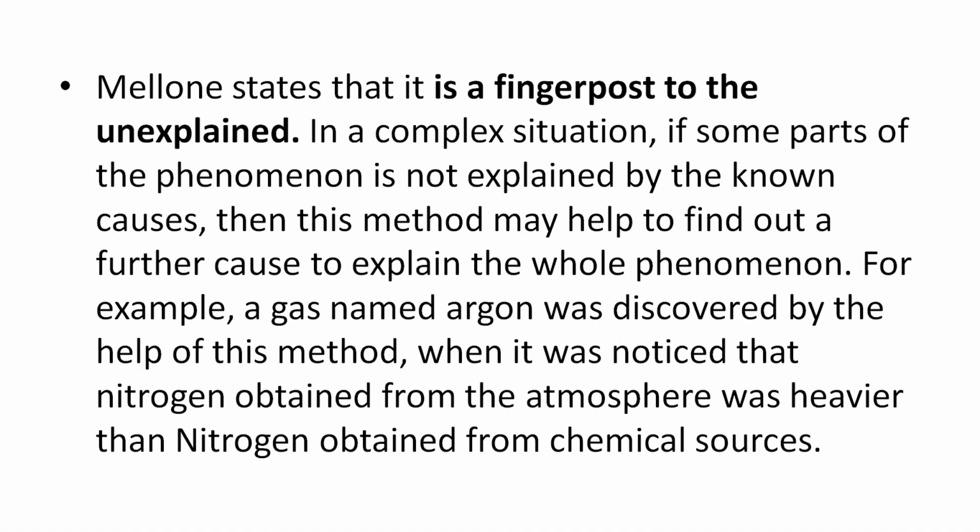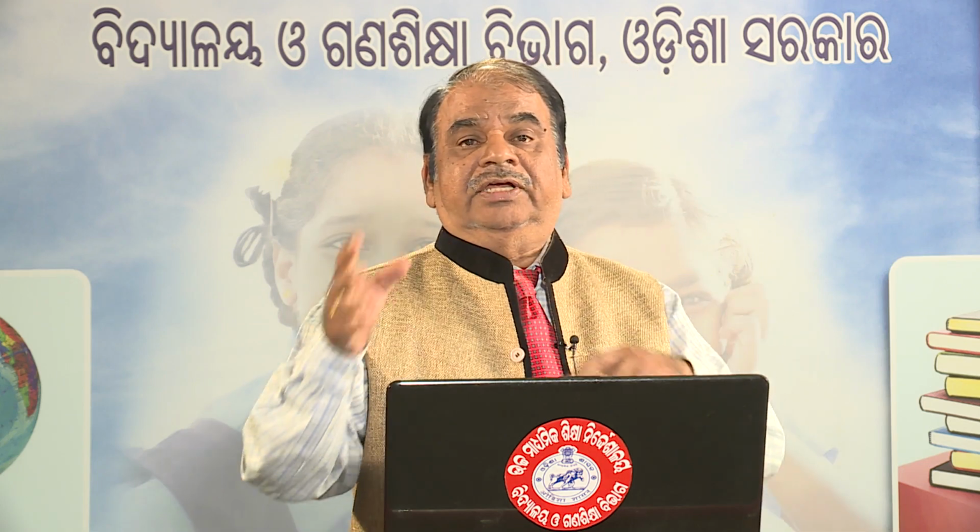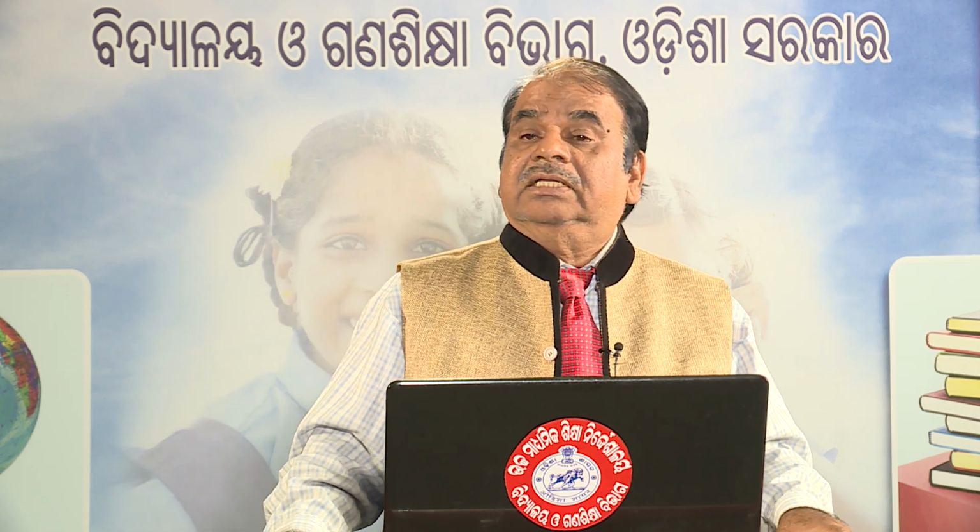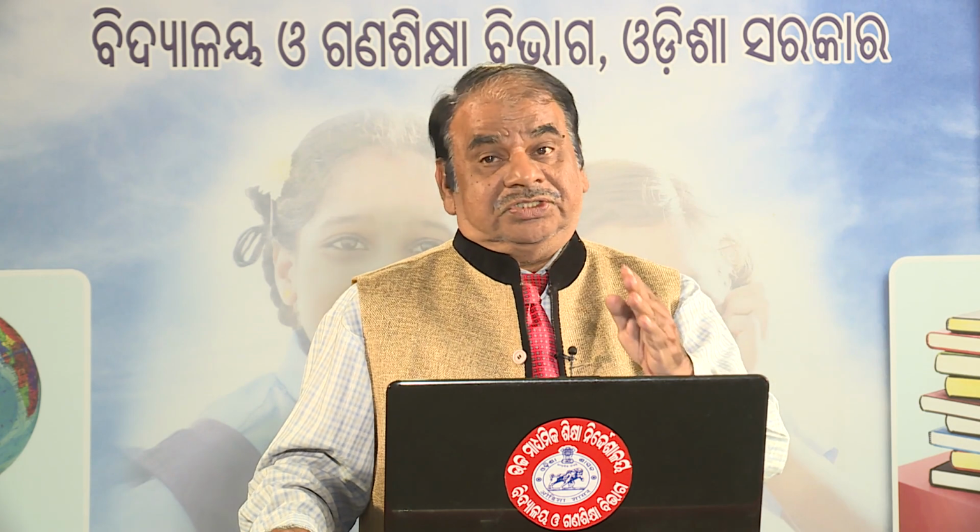For example, a gas named argon was discovered with the help of this method. When it was noticed that nitrogen obtained from the atmosphere was heavier than the nitrogen obtained from chemical sources, they tried to find out the cause of it, and they arrived at another gas. That is how the discovery of argon was possible with the help of this method, and that is how this is a method of discovery, not a method of proof.